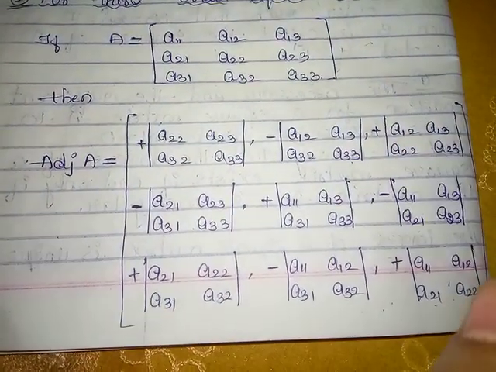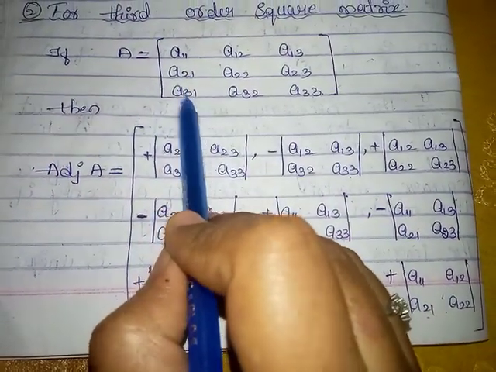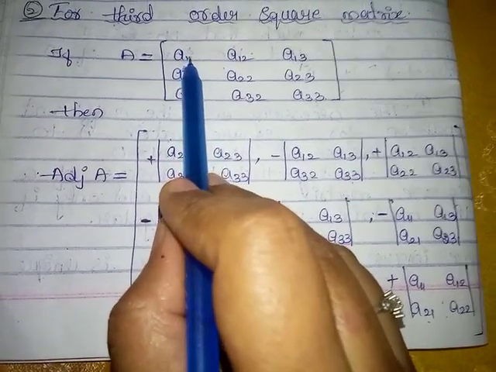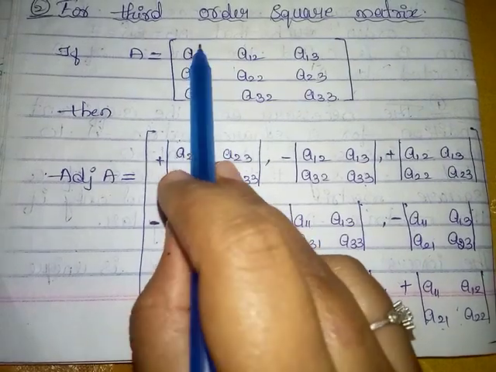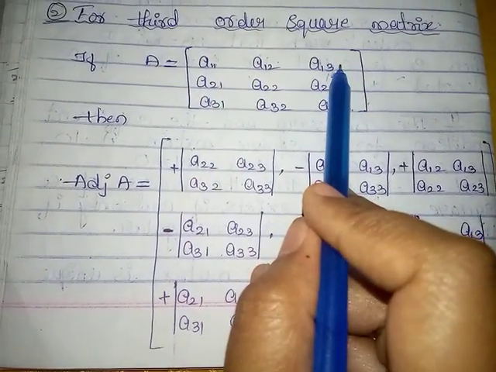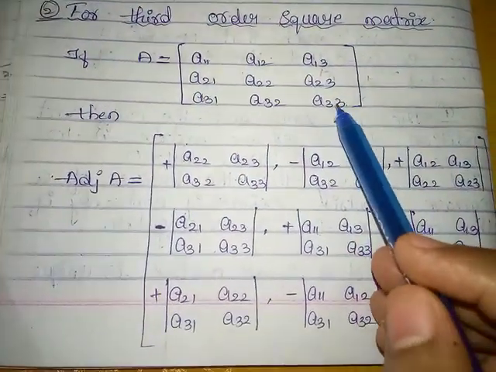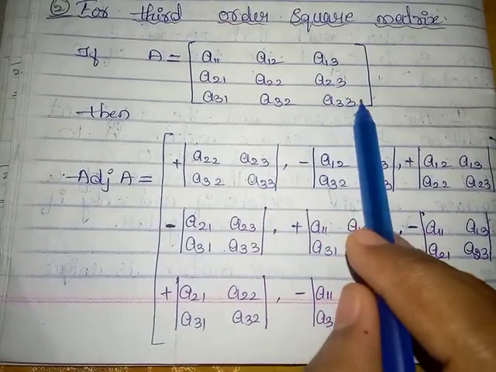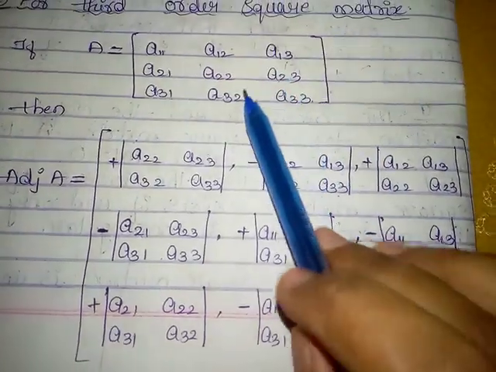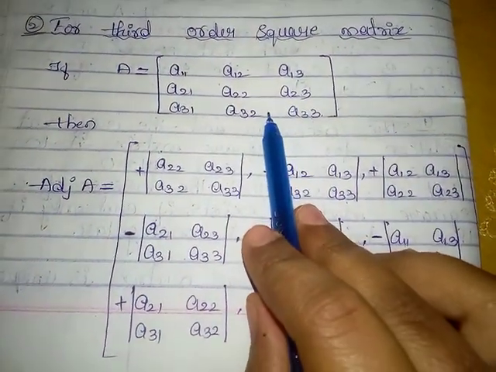I will explain once again. For the first row, consider the first column element. When you consider the first element, which is present in the first column and first row, you have to avoid that row and column which you have taken, and write the determinant for the remaining 2 cross 2 elements. Do the same for all the elements. You will get the adjoint of the 3 cross 3 matrix.